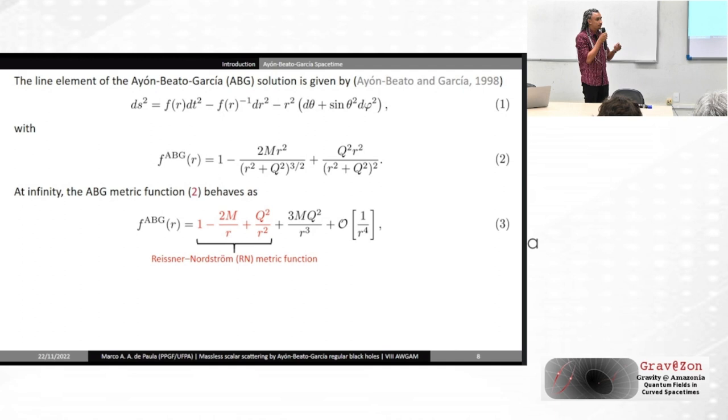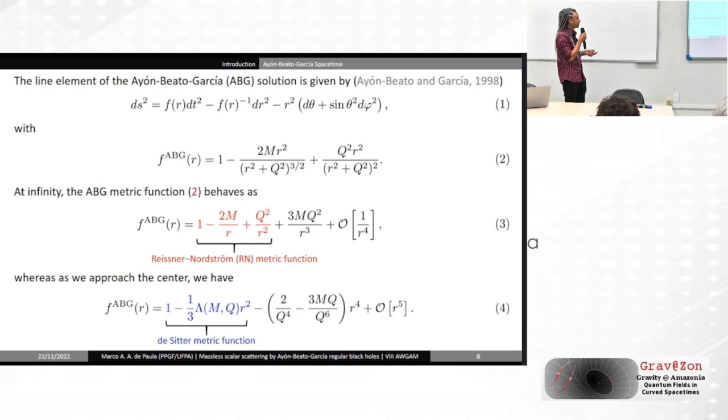These higher terms here, present in the expansion of the ABG metric function at infinity, are important when we try to compute, for instance, the weak deflection angle, right? So as we approach the center, the ABG metric function behaves as given by equation 4, where this blue term here is actually the de Sitter metric function. So as r tends to 0, the metric function tends to 1. And if you check the scalar invariants, we will see that all the scalar invariants are regular for arbitrary values of the radial coordinate. And this solution is indeed regular. That means that the ABG metric function does not have an intrinsic singularity.